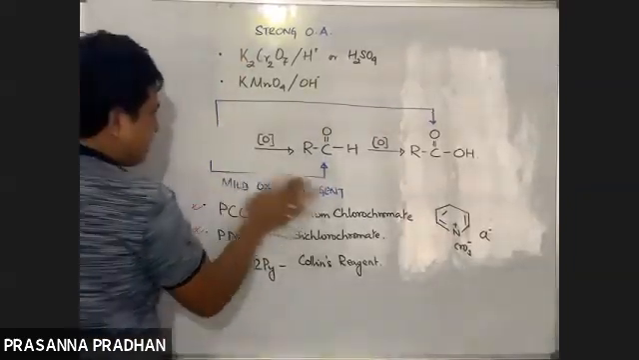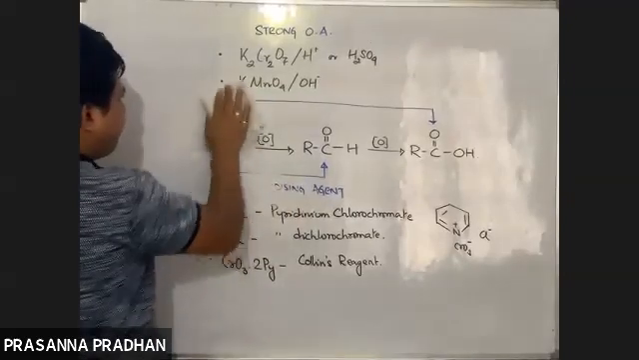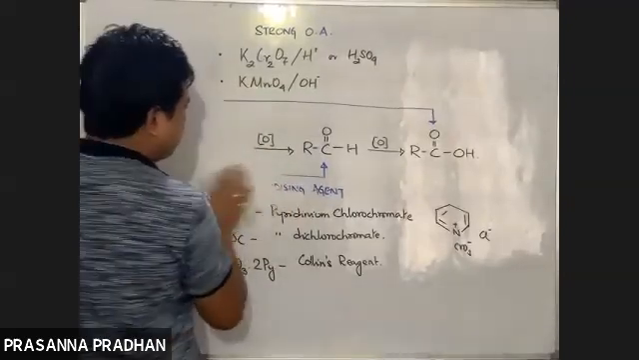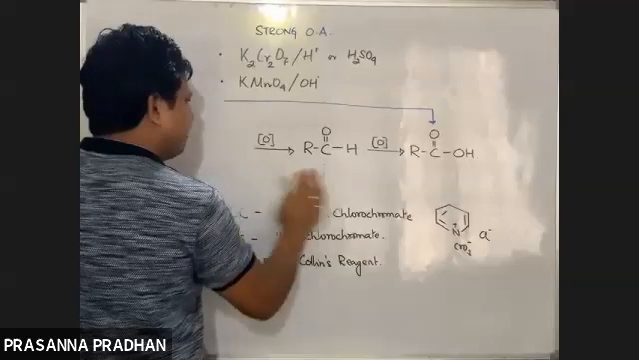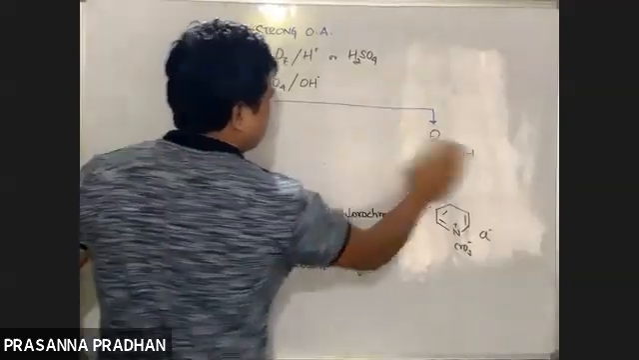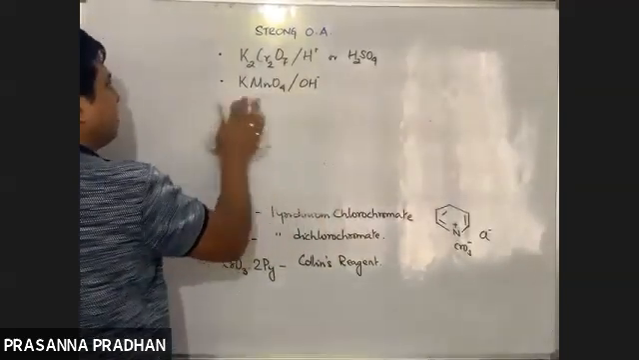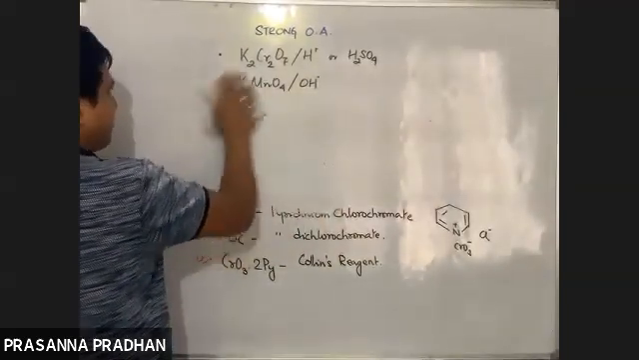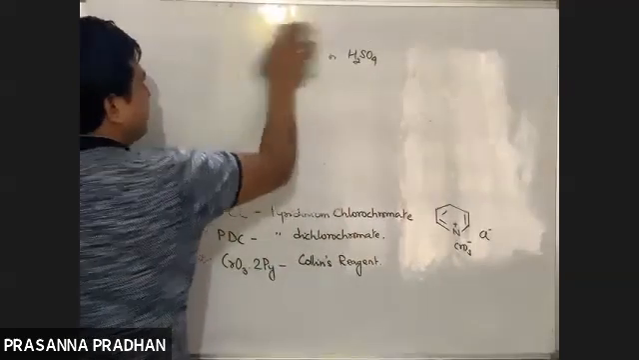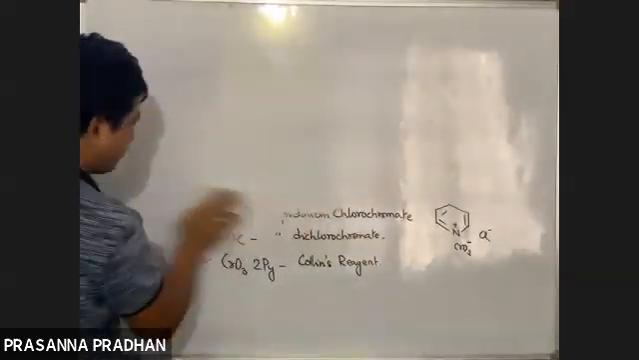Now, let us summarize and simplify this once more. 1 degree alcohol gets oxidized to aldehyde. When does it get oxidized to aldehyde? On using a mild oxidizing agent. When do you get carboxylic acid? On using strong oxidizing agents.